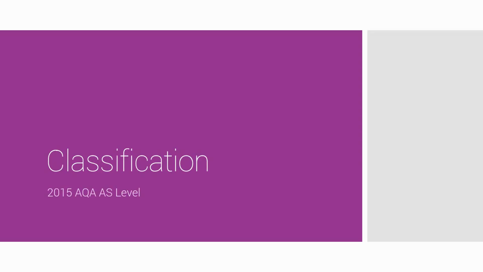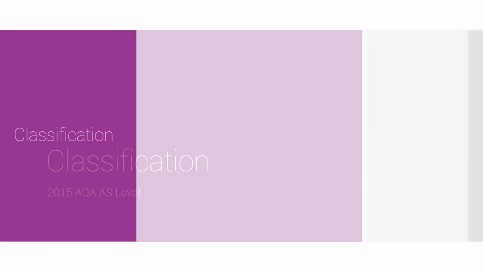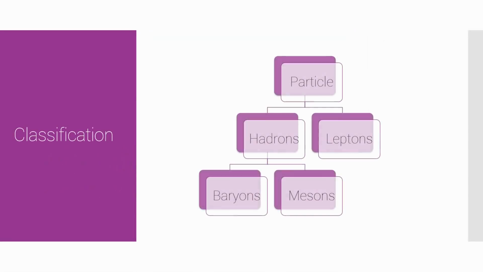Today, I'm going to be teaching you about classification. Here's a nice little classification tree of particles. We have hadrons, which are then subdivided into baryons and mesons, and we also have leptons. So why don't we kick off with the hadrons? These are basically particles that are classified as being affected by the strong nuclear force. That's it. That's literally all you need to know about hadrons.